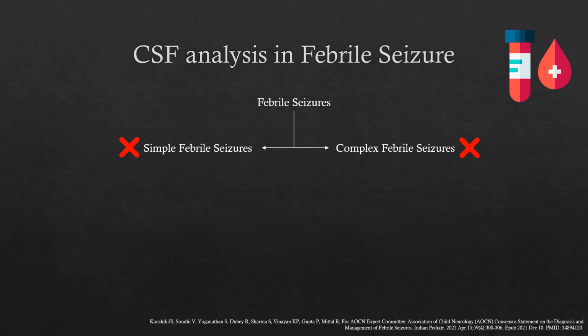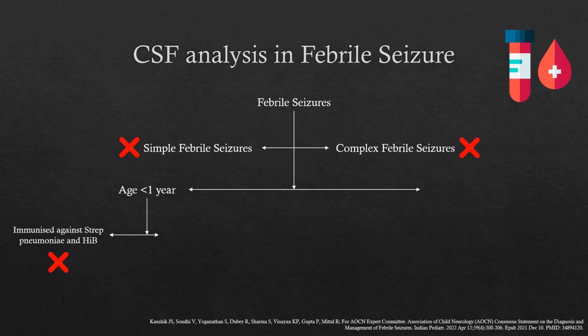That means there are some other factors. So what are some other factors? First we'll see what is the age of the child. If the child's age is less than 1 year, that means the child is an infant, we'll ask what is the immunization status of the child. If the child has been immunized completely against Streptococcus pneumoniae and Haemophilus influenzae type B, that means the child has less risk of meningitis being caused by these two organisms. That means we don't actually need to do a CSF analysis in these cases.